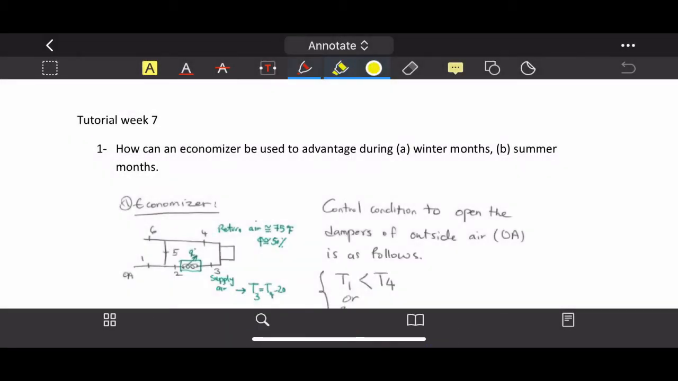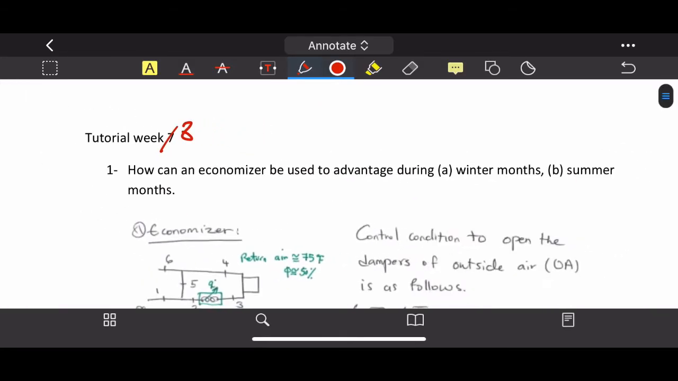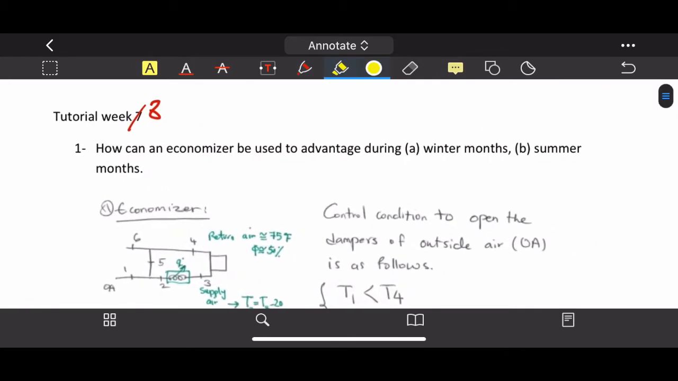Okay guys, so this will be week 8 in this case. All right, let's read this question. Number 1: how is an economizer to be used to advantage during winter months, and B, during summer months?